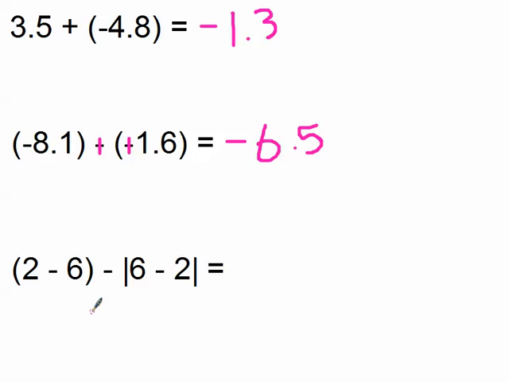Moving on down to here, I have an absolute value sign, and I have some groupings. So I have to take care of the groupings and the absolute value sign first. So 2 minus 6 is negative 4. Keep this sign here. 6 minus 2 is 4. So now I have negative 4 minus 4. And I'm subtracting a positive. I'm going left in the number line. I'm going to become more negative. So I have negative 4 minus 4. It gives me a negative 8.